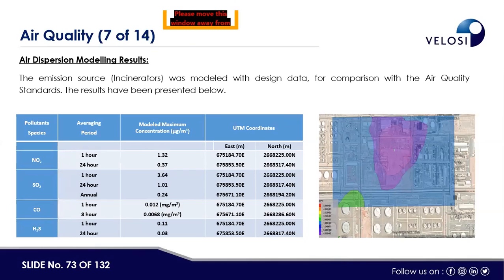microgram per meter cube. And on your right-hand side you can see the contour of the dispersion of the pollutant as well. There are different color codings, color dispersion, where you can see how they are dispersing in the environment.